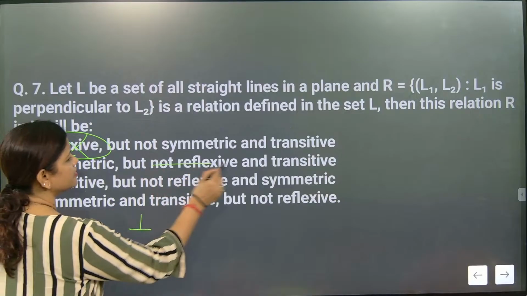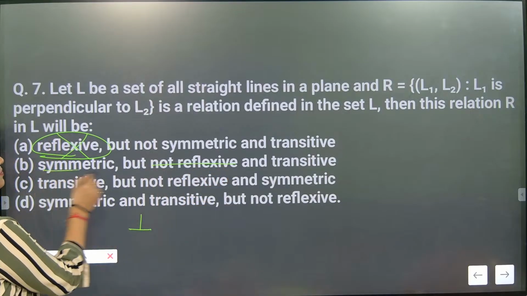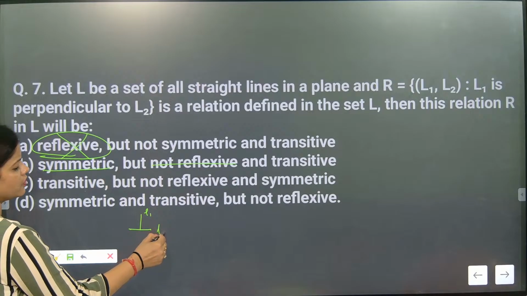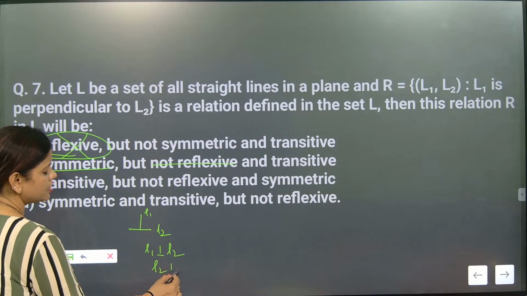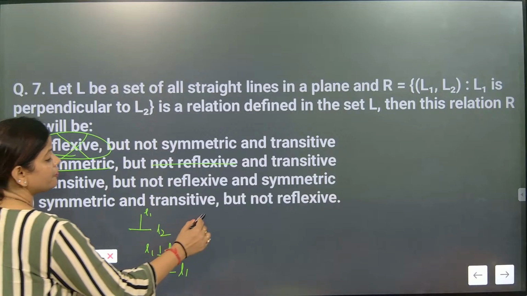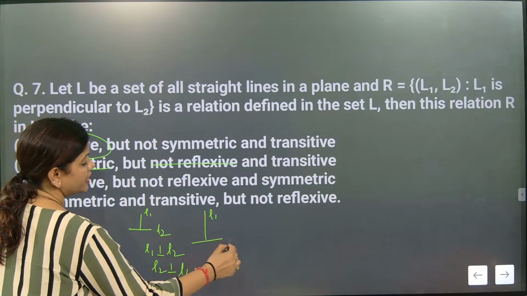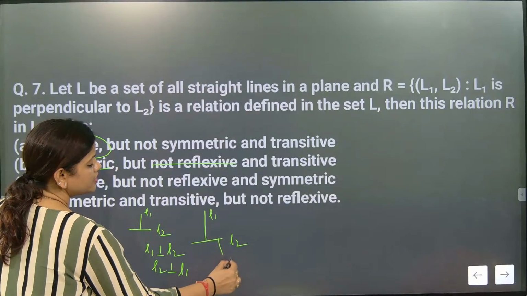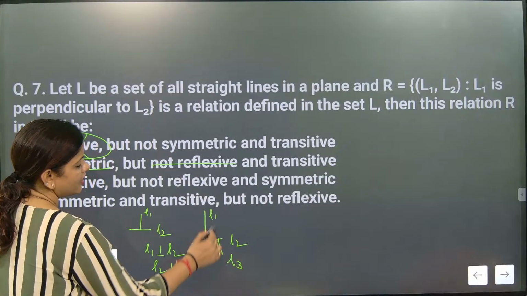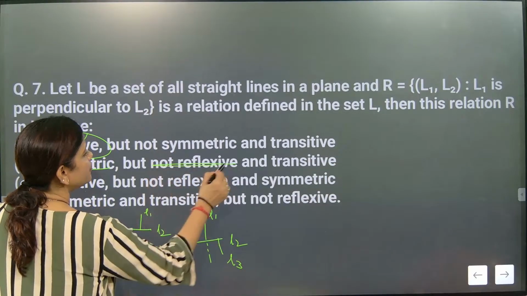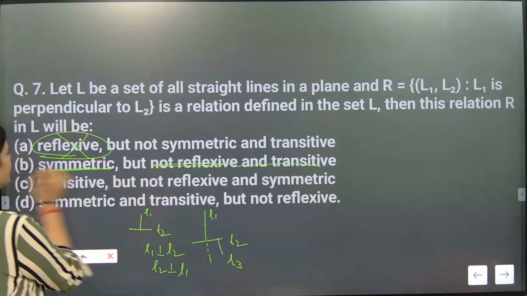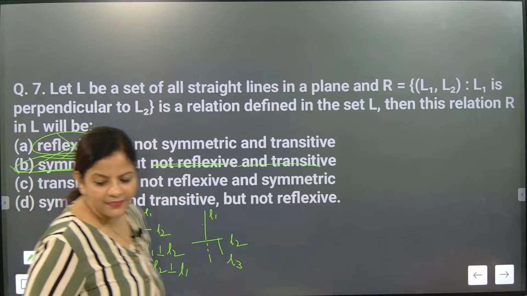So not reflexive. Absolutely, I can be symmetric. If L1 is perpendicular to L2, then L2 is perpendicular to L1. But if L1 is perpendicular to L2 and L2 is perpendicular to L3, then L1 will be parallel to L3. So this is not transitive also. So it should not be reflexive and transitive, but it should be symmetric. So option B is the correct answer. Absolutely, bang on.